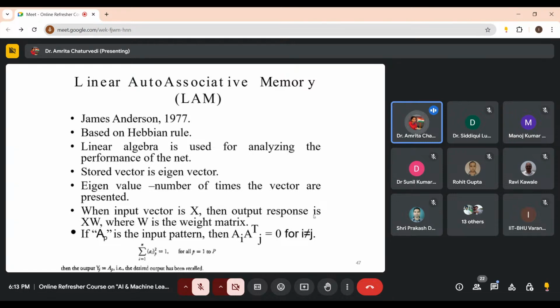So if a_p is the input pattern, then a_i a_j transpose is equal to 0 for i not equal to j, and the summation of a_i squared is equal to 1 for p equal to 1 to P, where capital P is the total number of patterns. Then the output y_j is equal to a_p, that is, the desired output has been recalled.